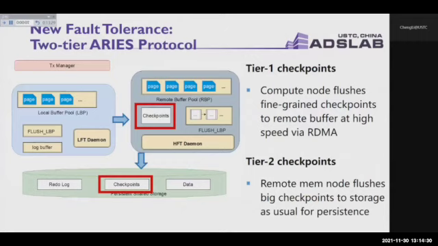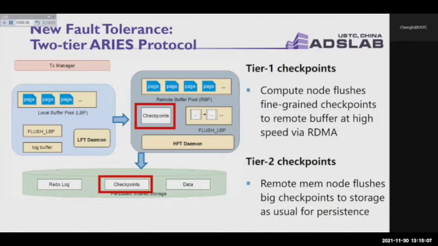Another thing I want to talk more about is the new fault tolerance protocol we introduced. As I mentioned before, traditional general disaggregation solutions like InfiniSwap suffer a lot from a high fault tolerance cost, right? So here we propose to co-design the fault tolerance protocol with the disaggregation. In particular, we need to split the fault tolerance into multiple pieces. Here we introduce the two-tier ARIES protocol.